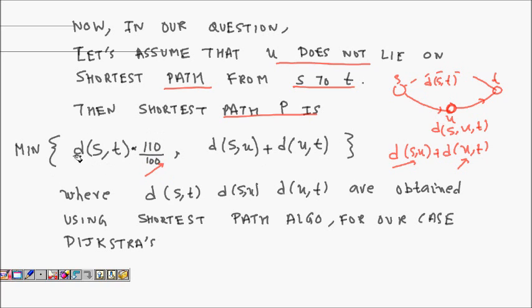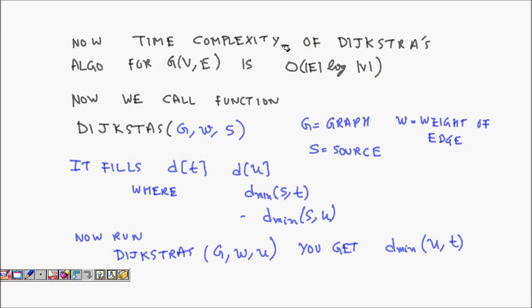So now what I will do is compare the minimum among d(S,T) times 110 by 100, or 110% of this, and the sum of d(S,U) and d(U,T), where d(S,T), d(S,U), and d(U,T) are all found by some shortest path algorithm which we already have. So let's say we are using Dijkstra's algorithm, for example, in our case.